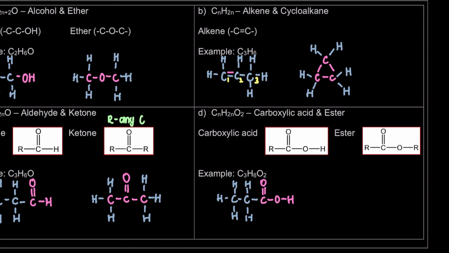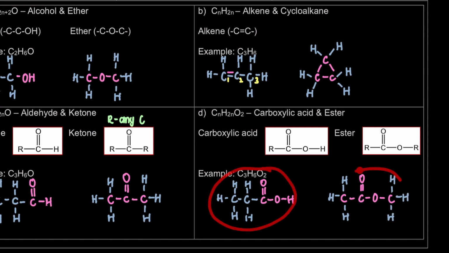How about ester? Ester is C double bond O attached to O, and the oxygen is attached to another carbon. The C double bond O is also attached to another carbon. Then we check here, we have 3 carbons, 1, 2, 3. Check that each carbon already has 4 covalent bonds. If it doesn't, we complete it with carbon-hydrogen bonds. So this is for the case of carboxylic acid and ester. For these two, the formula is C3H6O2.